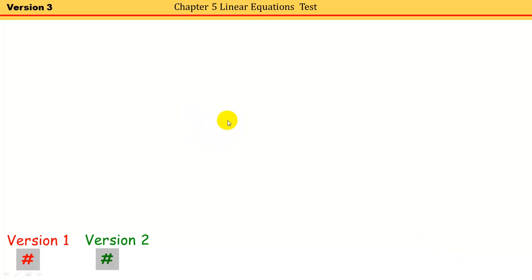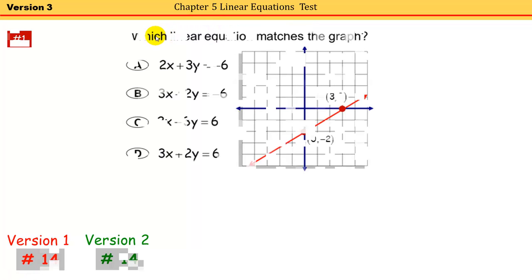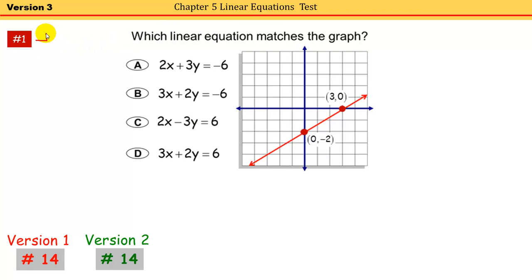Hey guys, this is a video that will go over corrections for our linear equation test for Chapter 5. So, number one corresponds to version 3. This same problem in version 1 would be number 14, so you can look at what you got for number 14. Also for version 2, that would be number 14, so you can see what you got.